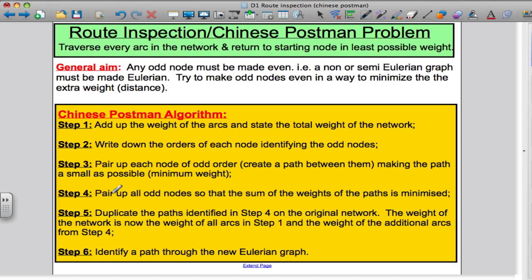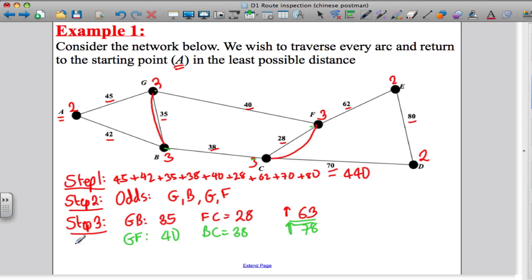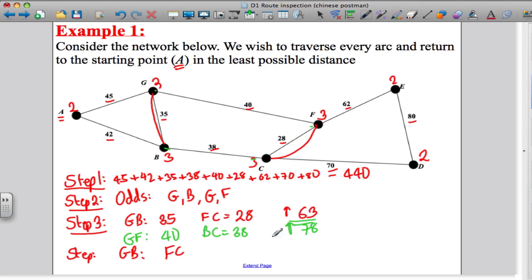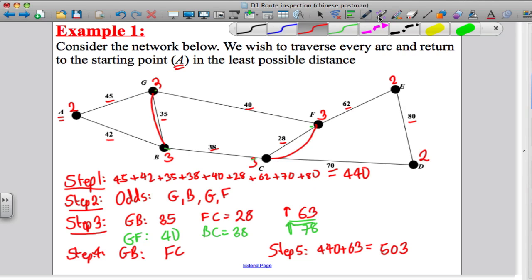So let's look at our algorithm. We've paired up the odd nodes. I've decided in step 4 the choice I want is GB and FC doubled. Okay, so let's have a look. Duplicate the paths, we've done that, and add that onto your original amount. So that was step 4. Step 5 is then take your 440, add on the 63 extra you added, so the minimum weight is therefore 503. Step 6 says identify a path that gets us there.